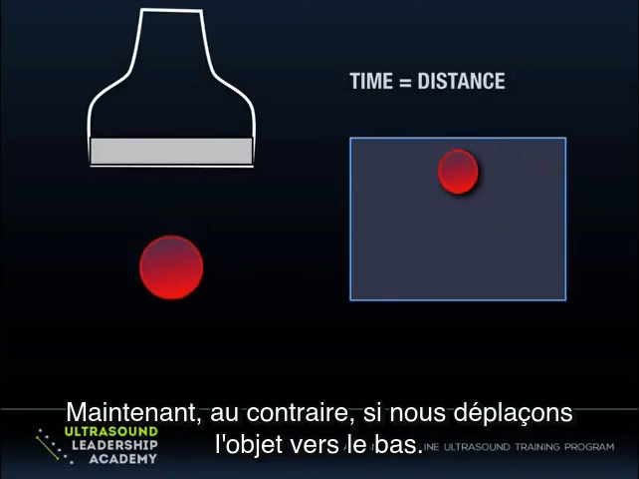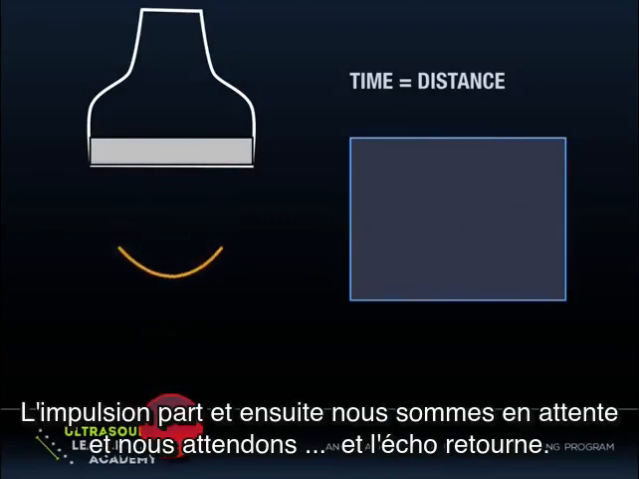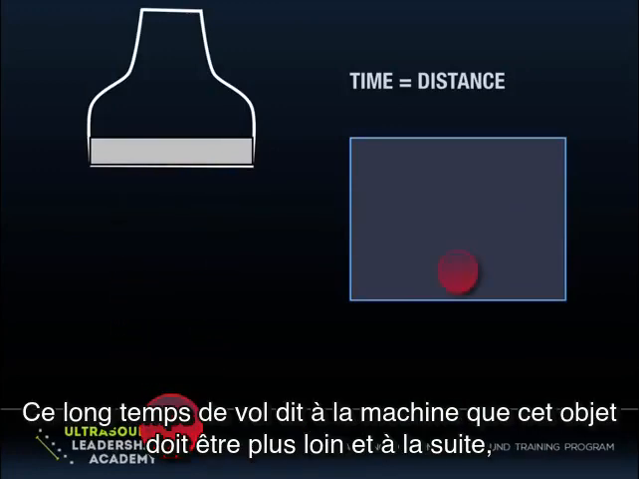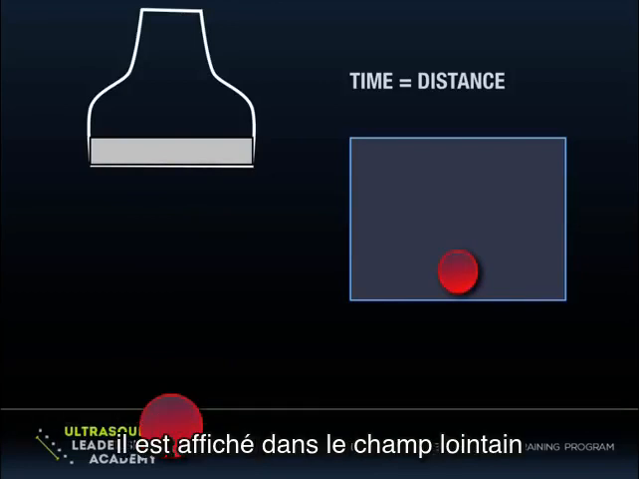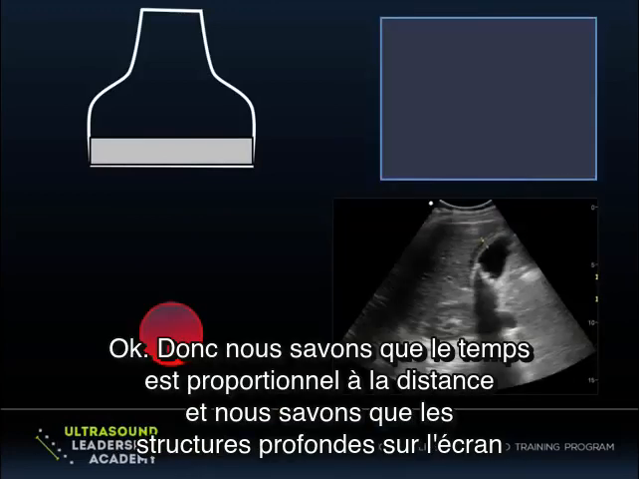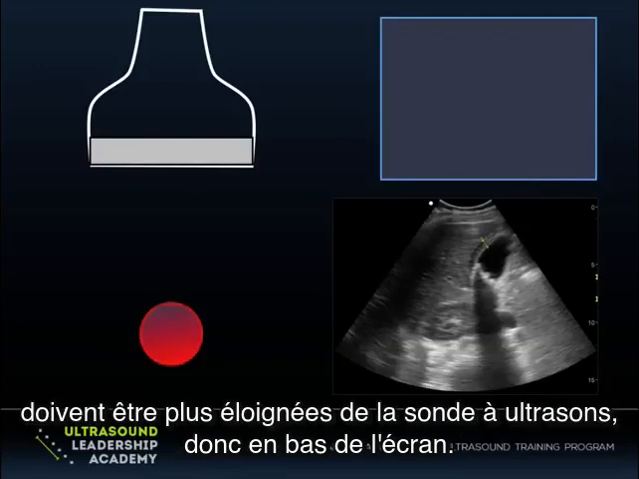Now contrast that if we move the object down and pulse. Now the pulse comes out, and we're waiting, and it comes back. And that long time of flight tells the machine that that object must be further away. And as a result, in this case, it gets displayed in the far field. Okay, so we know that time equals distance. We know that structures deep on the screen must be further away from the ultrasound probe, and that makes sense.